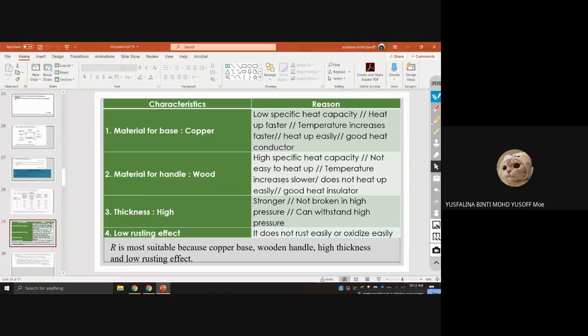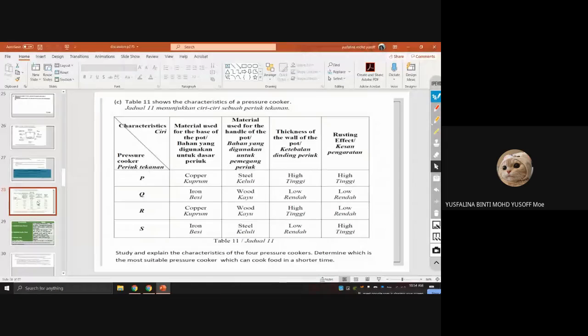For the thickness, it should be high, so it's stronger, so it can withstand high pressure and not break in high pressure. And the last one should be low rusting effect, so it does not rust easily or oxidize easily. Or you can put long lasting, that also can. So the last one, of course, you have to choose. I choose R, because of the copper base, wooden handle, high thickness, and low rusting effect. So this is how you answer the question for the pressure cooker.